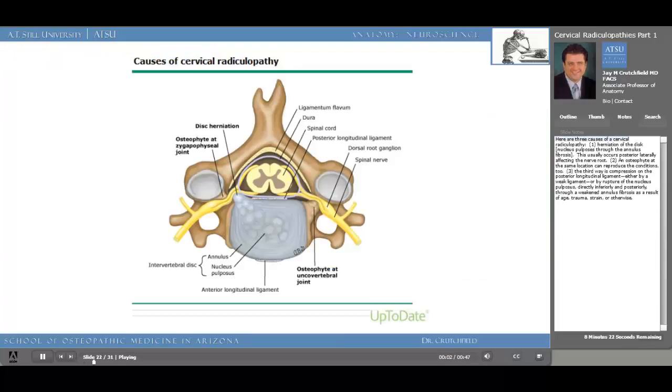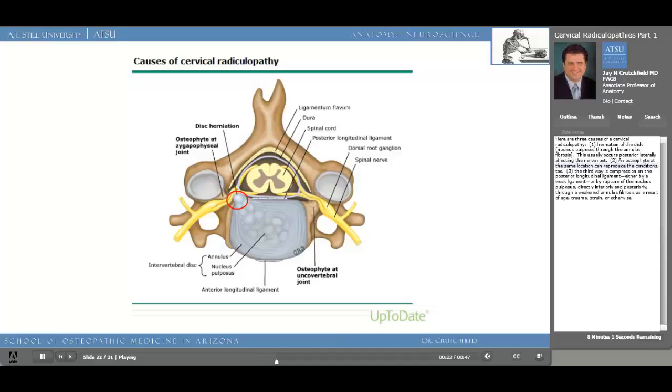Okay, let's take a second and look at some of the causes of a cervical radiculopathy. Here are 3 causes of a cervical radiculopathy. Number 1, herniation of the disc, i.e. the nucleus pulposus, through the annulus fibrosus. This usually occurs posterior laterally, affecting the nerve root. An osteophyte at the same location can reproduce the conditions too.